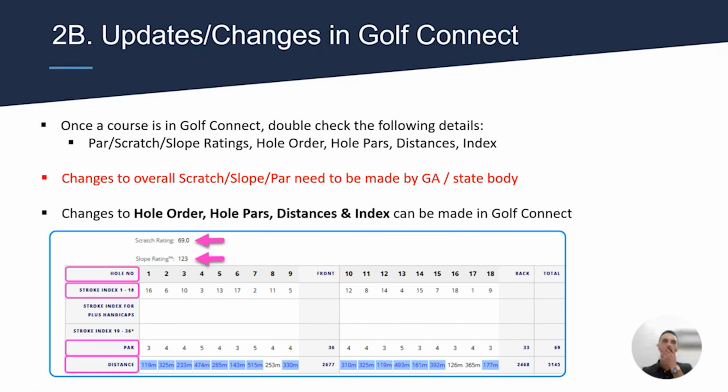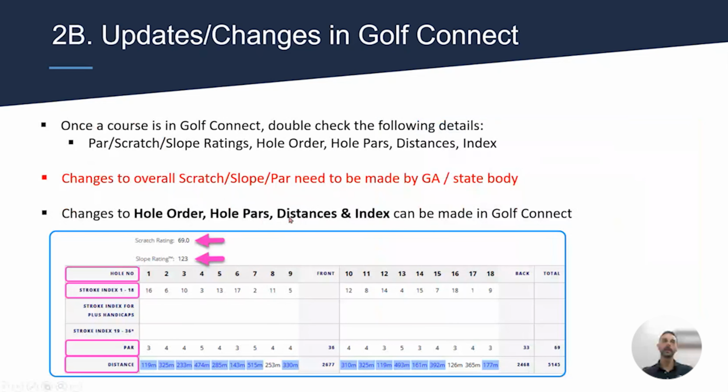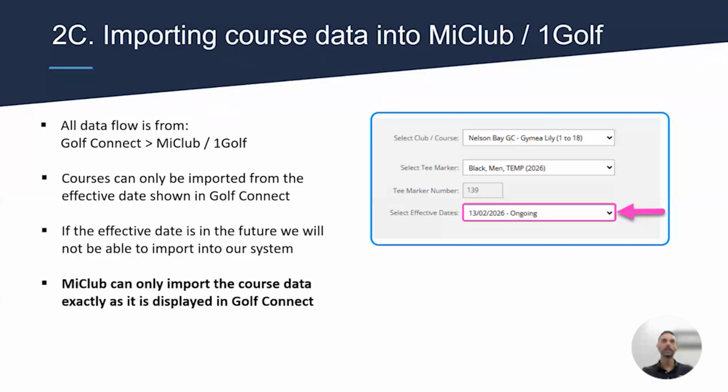Once they've added it though, you can then go through and select it in the list, and underneath will show you all of the data for that course. So the overall slope, scratch and par rating are fixed by the regulator or state body, so you can't directly alter any of that. You have to contact them if you think there's a mistake. But all the other data, like the hole order, the index, and the individual pars and distances, you can manually update. And as we have to import the course exactly as it is in the Golf Connect system, this is crucial that you are checking here and ensuring that it's all up to date.